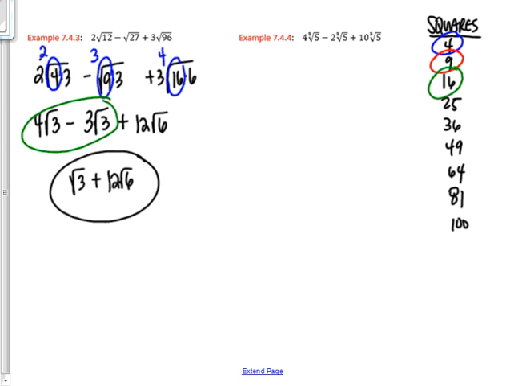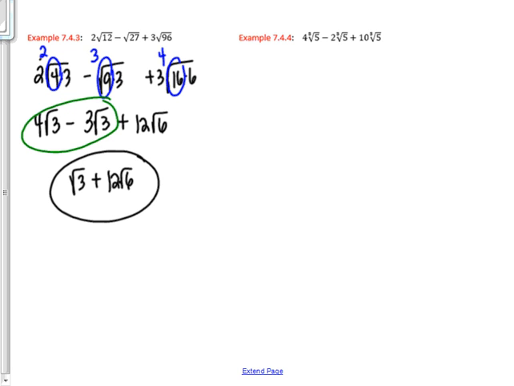Alright, so for this next one, oh, I didn't have to erase it because we don't have to simplify it. They're all cube roots of 5, so you just put the numbers in front together. So what is 4 minus 2? It's 2. 2 plus 10 would give me 12 cube roots of 5.